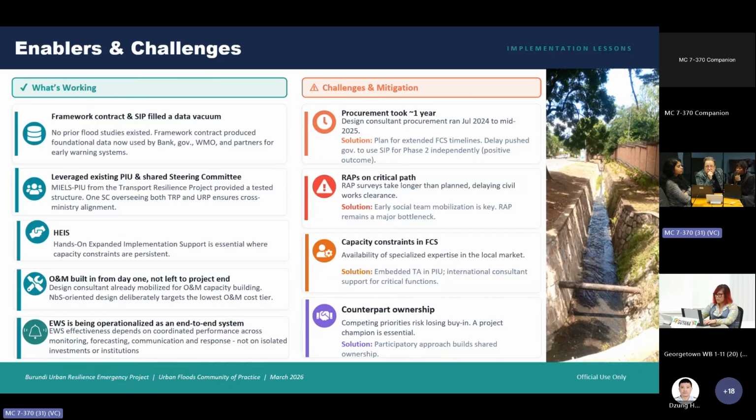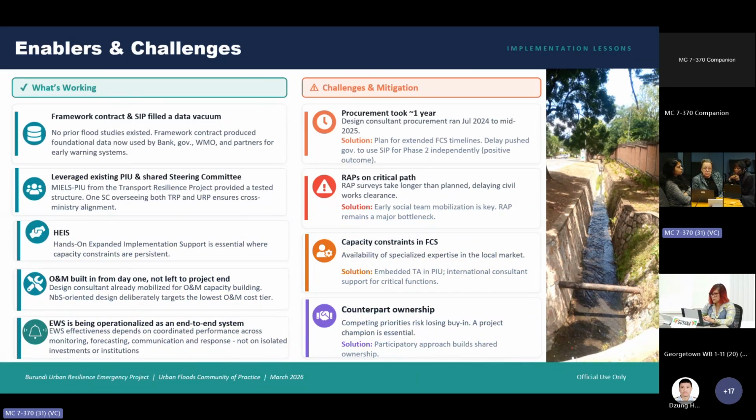So the framework contract and the SIP, in terms of what is working, filled a complete data gap. There were no prior studies, as I indicated before, and this created a consistent system-wide evidence base that is now being used across the government as well as development partners. The hydrological and hydraulic and lake modeling developed under the JBA work has provided the technical foundation for design and is being refined and updated with additional data and site-specific surveys to support detailed designs.